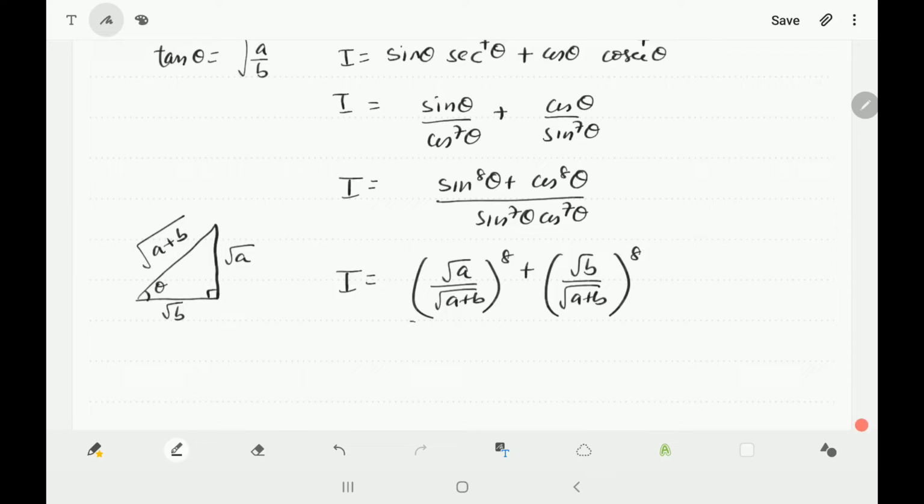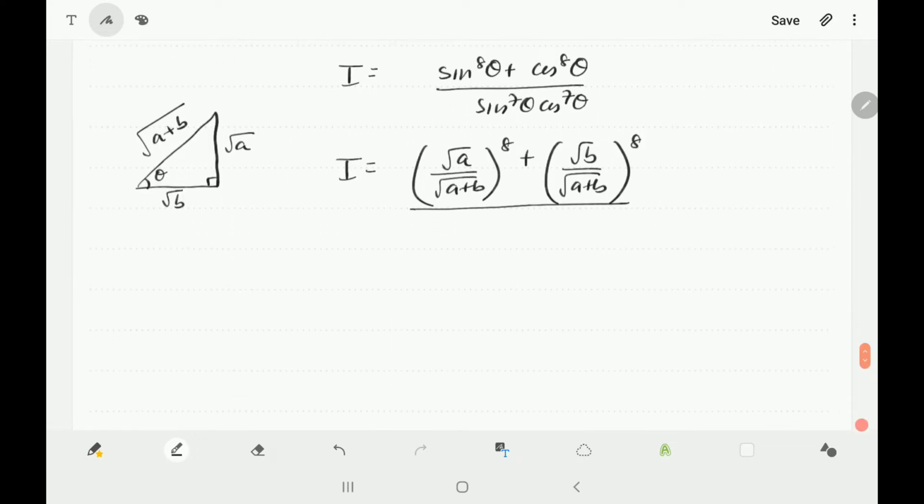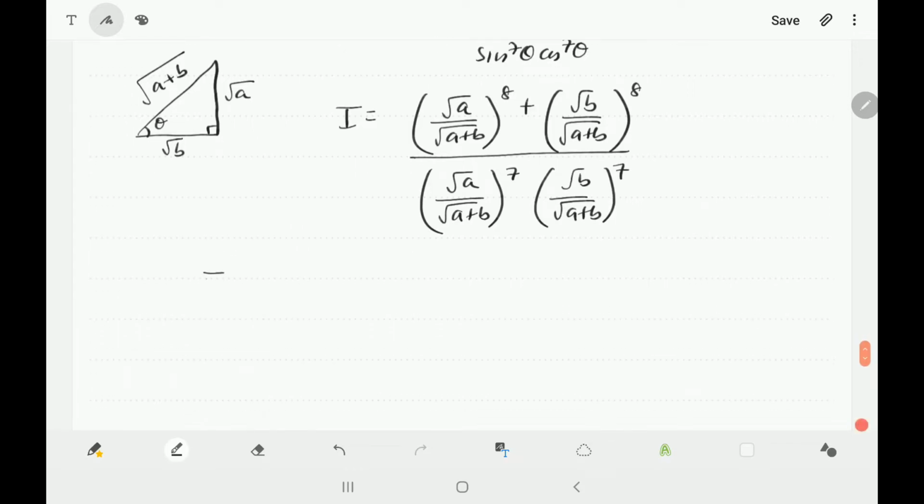This is divided by sine theta raised to the power 7 and cos theta raised to the power 7, which will be root a upon root a plus b raised to the power 7, into root b upon root a plus b raised to the power 7. Finally, we need to simplify this term. We will be getting a raised to the power 4 plus b raised to the power 4, divided by a plus b raised to the power 4.